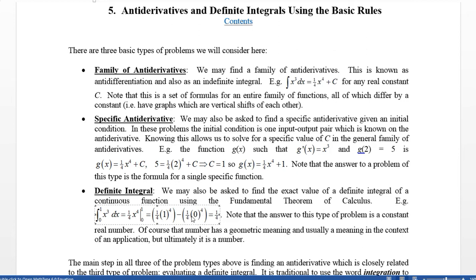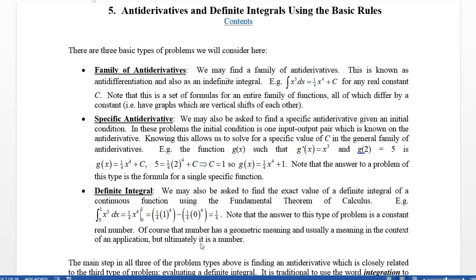Of course, 0 to the 4th is 0, times 1/4 is 0, subtracting 0 doesn't change anything here. 1 to the 4th is 1, times 1/4 is 1/4, so when you work all the arithmetic out here, you get 1/4 for the answer. So note that the answer to this type of problem is actually just a number, a constant real number.